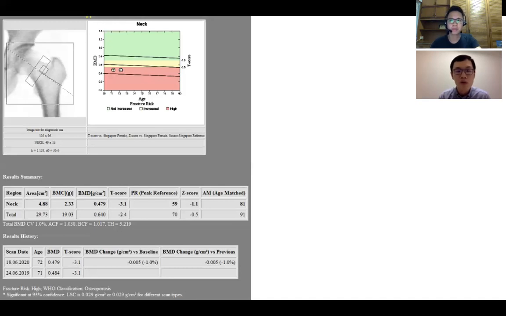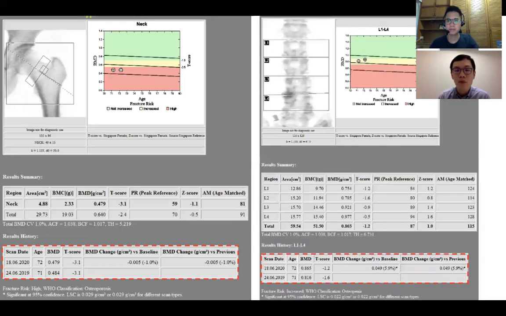If you click, you can see the lumbar spine mineral density as well. And in this case, you can see that versus the previous scan, there is a 0.049 increase, 5.9% increase. So that's quite significant because the least significant change is 0.022. So 0.049 is quite a lot bigger than that. So over this 1 year, there has been an increase in the bone mineral density at the spine with treatment.